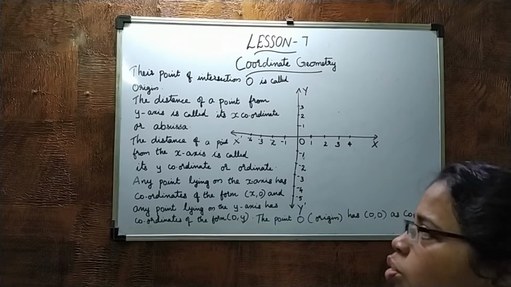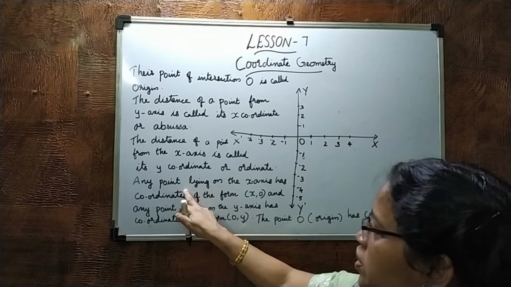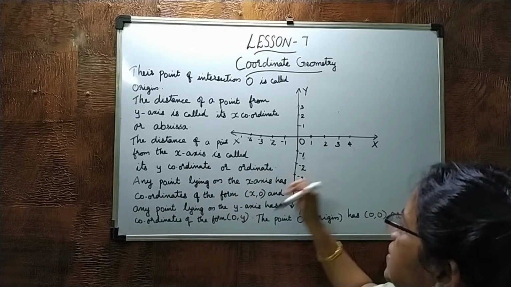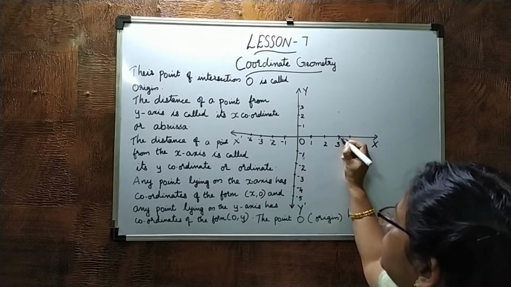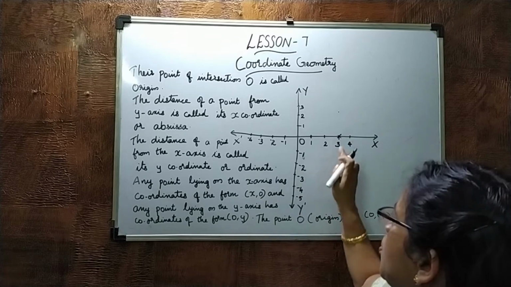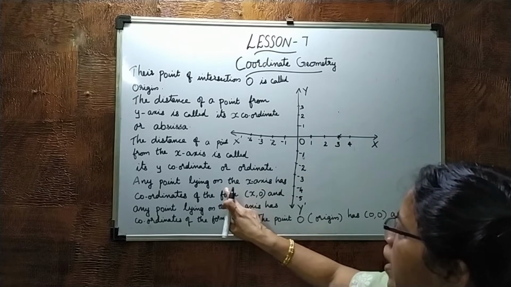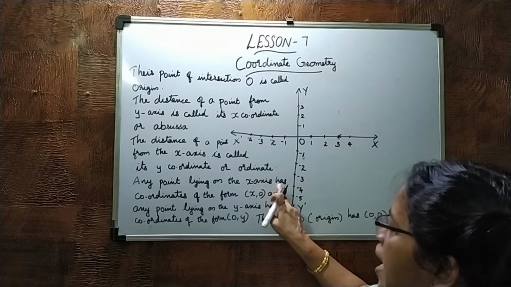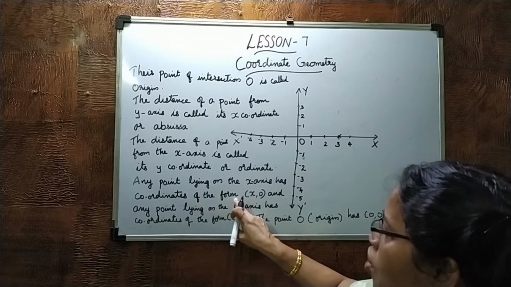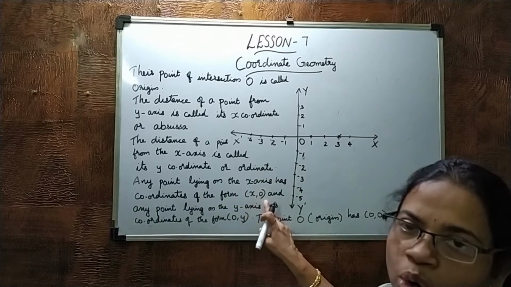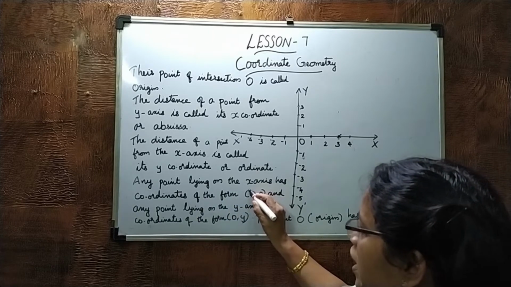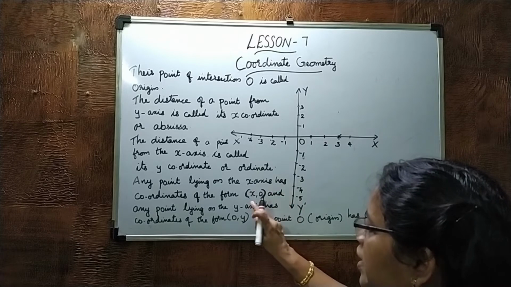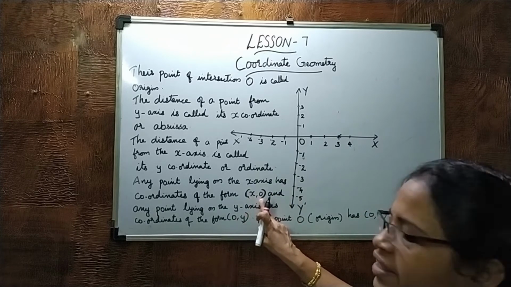Now next thing, just look. Any point lying on the x axis has coordinates of the form (x, 0). What does that mean? Suppose the point is lying here, right? The point is here, lying on the x axis. So this is the x axis, this is the point. It has coordinates of the form (x, 0). So coordinates should be written like this, right? In the bracket, first write the x coordinate, then the y coordinate.